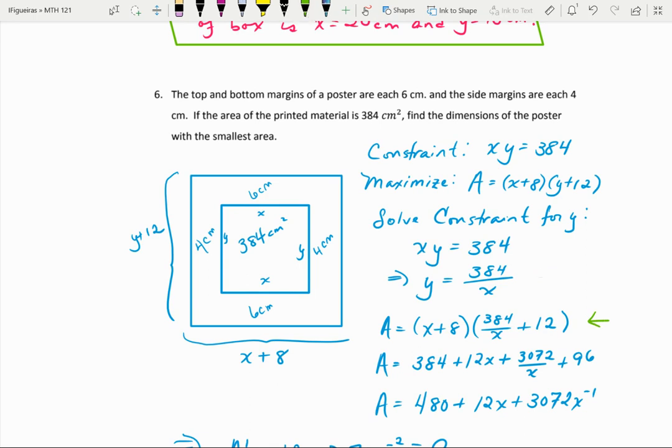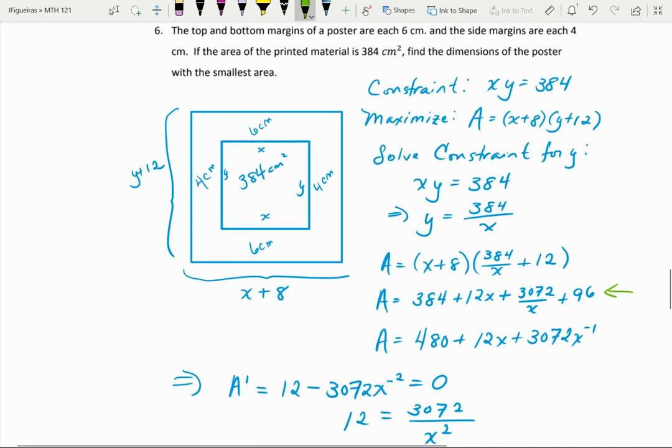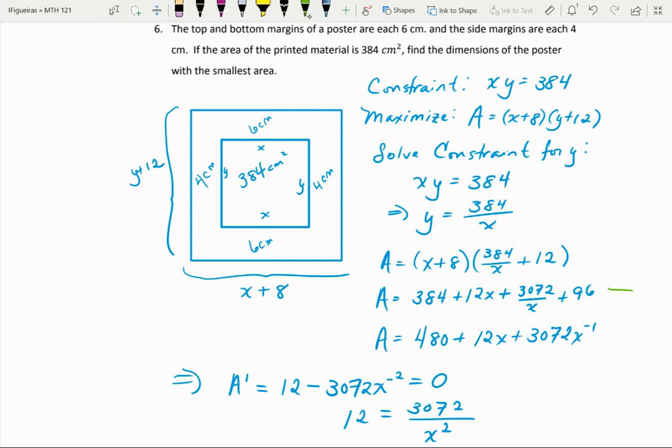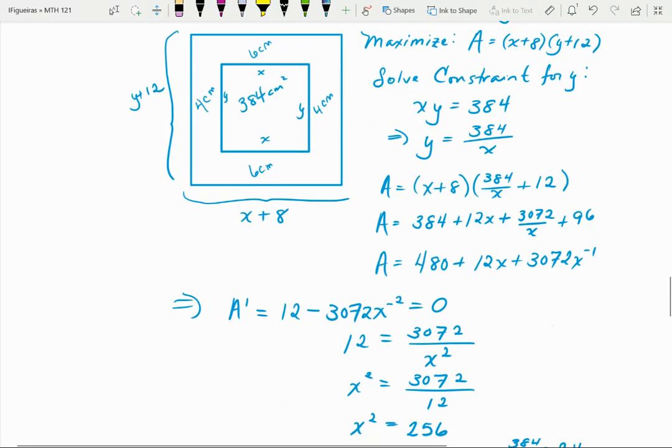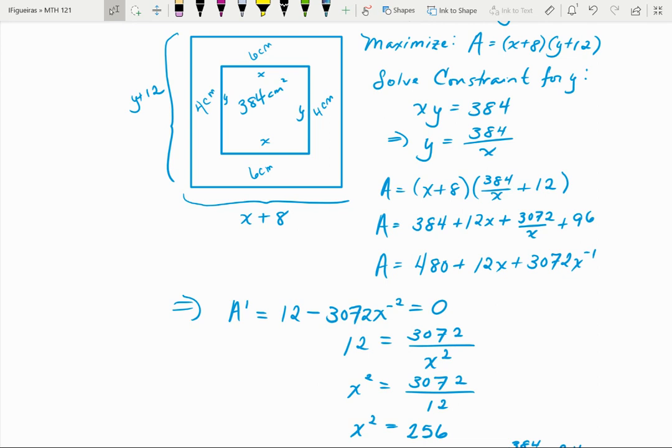Then you FOIL that out, and you get 384 plus 12x plus 3072 over x plus 96. So here I'm going to combine like terms and also rewrite the expression so that I can take the derivative easily. 384 plus 96 gives me 480. 12x comes down, and 3072 over x is the same as 3072 x to the negative 1. So now I take the derivative. So the derivative becomes 12 minus 3072 x to the negative 2.